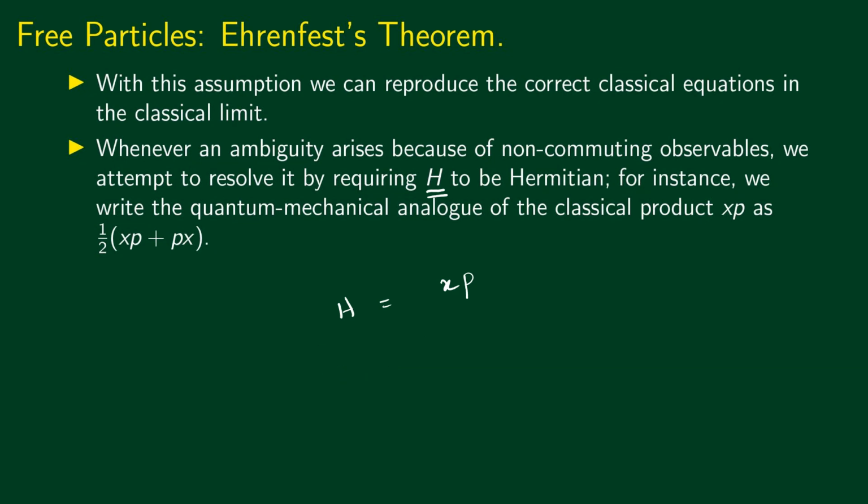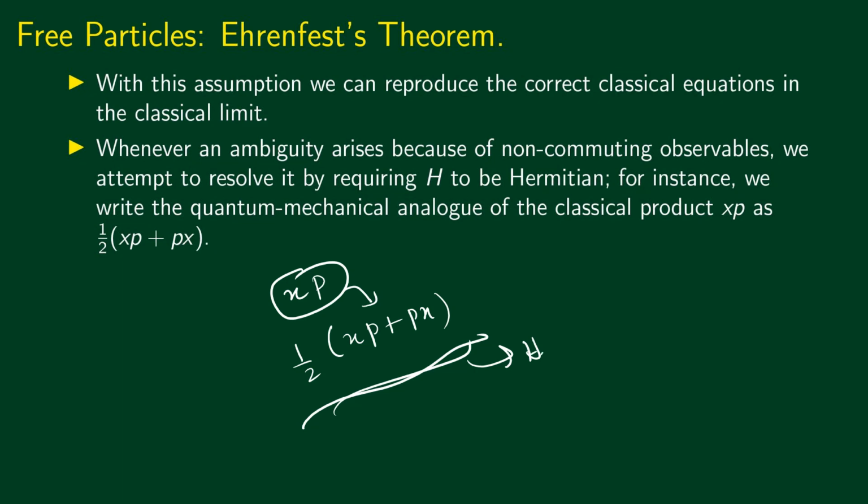In such a situation, we can resolve the ambiguity by requiring that the Hamiltonian has to be Hermitian. So instead of simply writing XP, we could construct a combination, half XP plus PX. So the classical product xp has to be replaced by half (xp plus px), because now this combination is Hermitian, as you can check. So our method is to take the classical Hamiltonian and replace the position and momentum in it by the corresponding operators, and also ensure that the Hamiltonian thus obtained is Hermitian. This method gives us the correct quantum mechanical Hamiltonian in most cases.